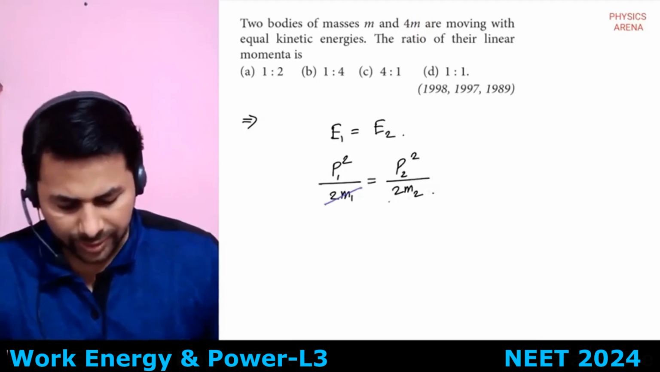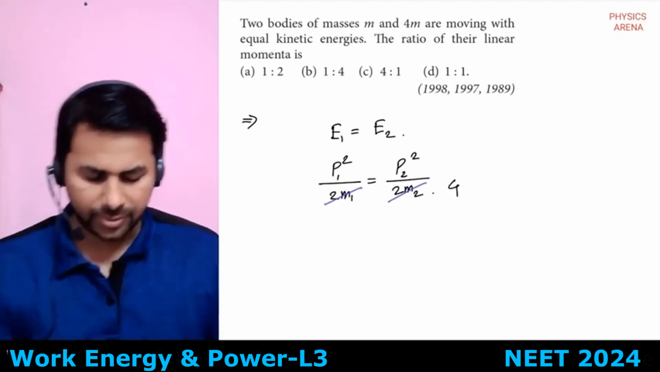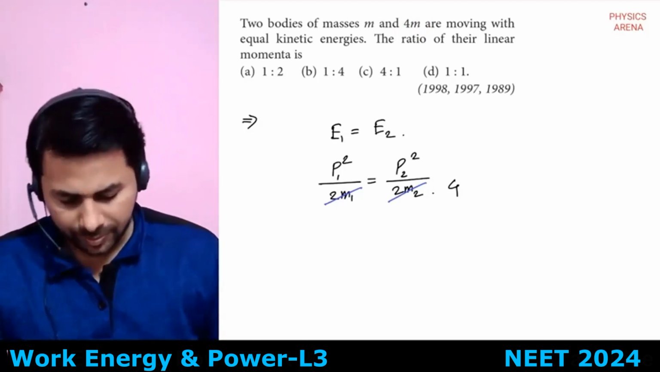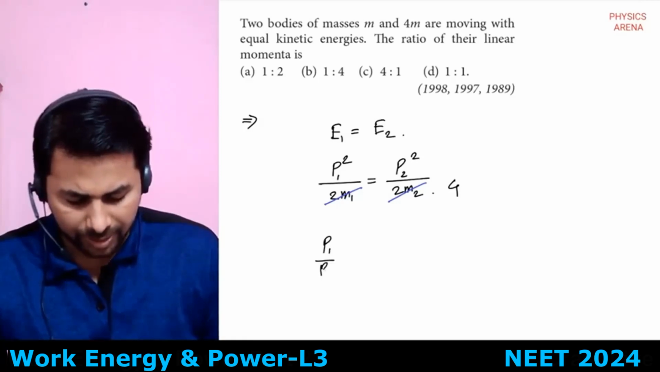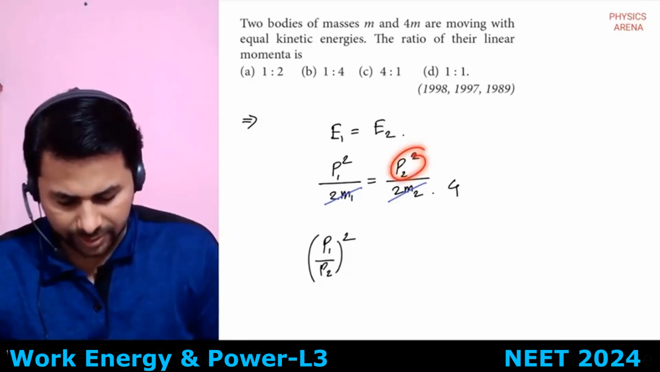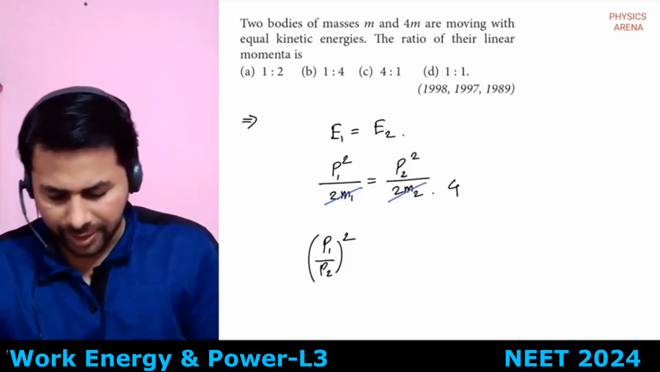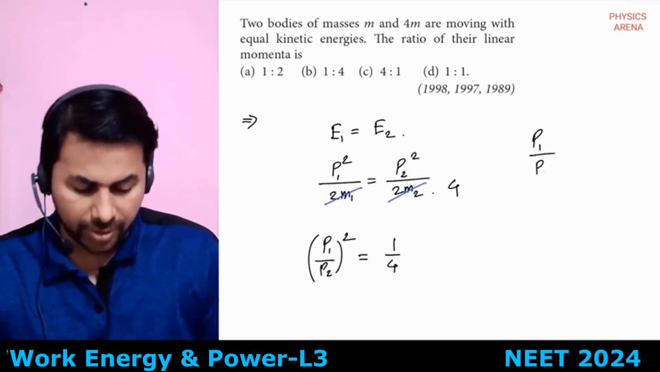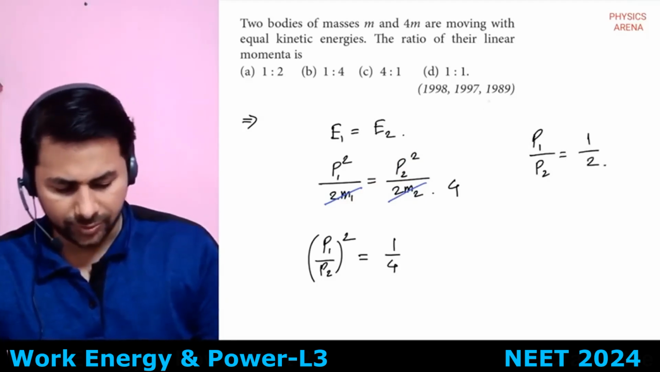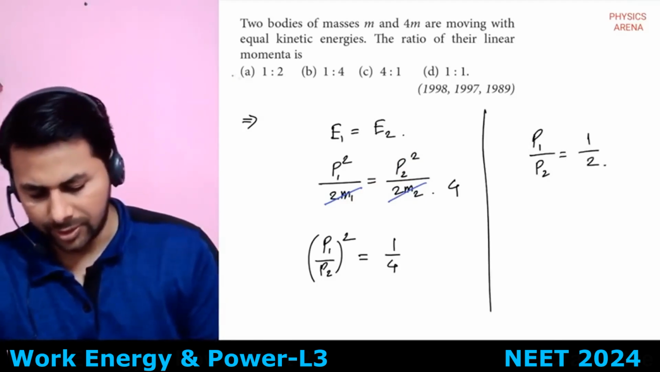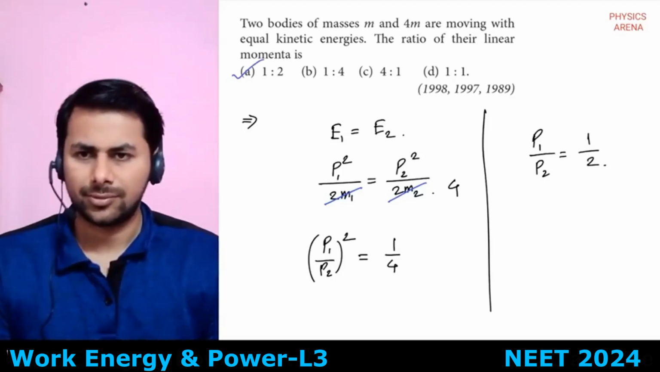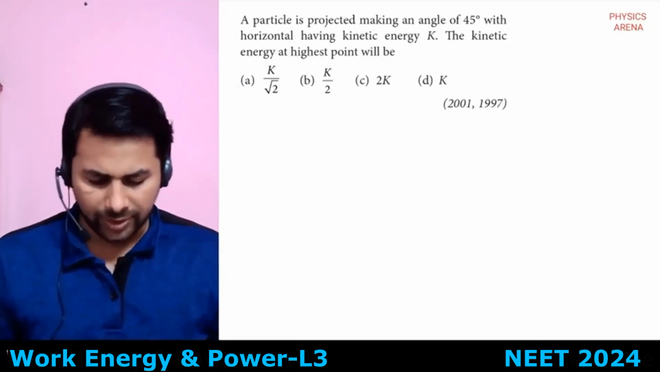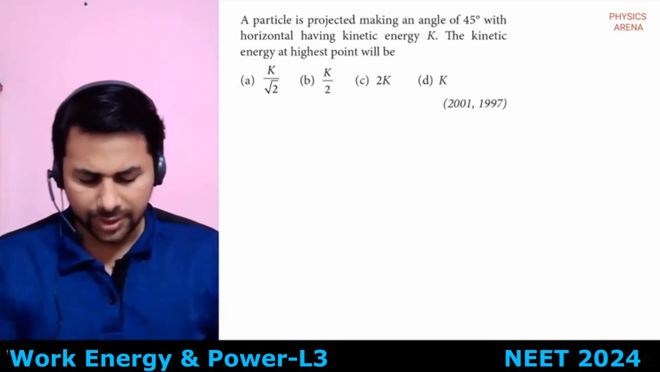So we'll cancel this out and we'll just write 4 here. So P1 square is equal to P2 square upon 4. If I take this on this side, P1 by P2 square is equal to 1 is to 4. That means P1 by P2 is 1 is to 2, 1 by 2. So it is option A. So there have been questions like this. Very simple questions. Let's see another one.